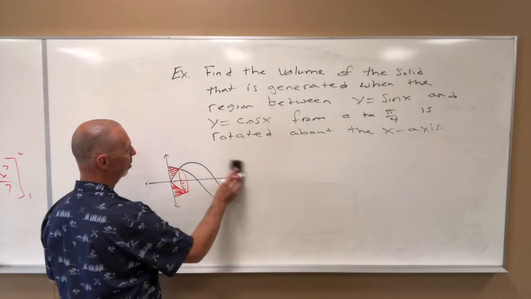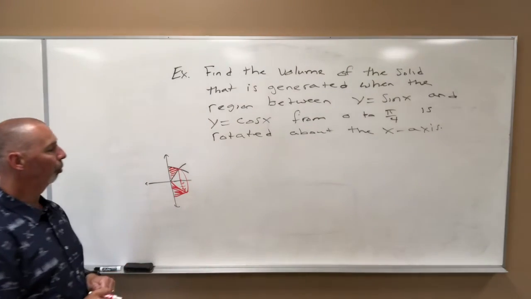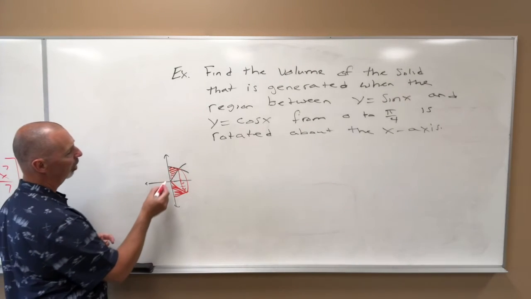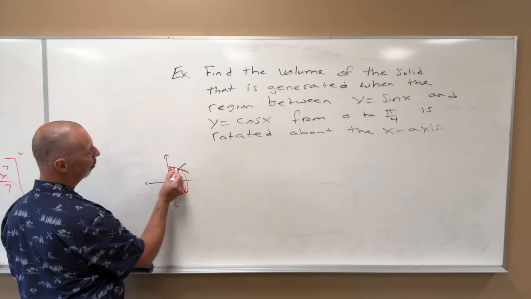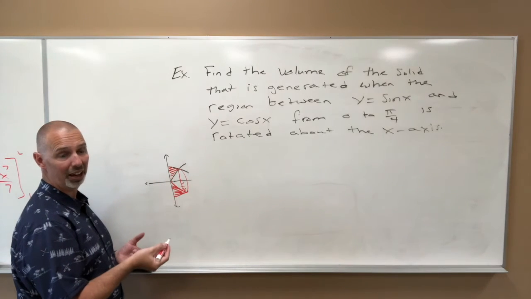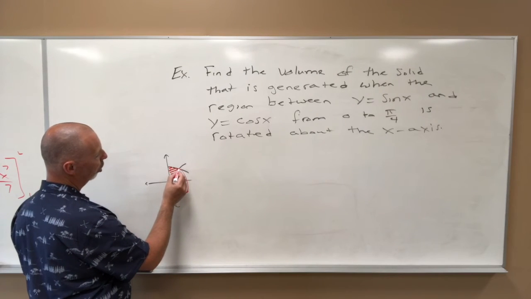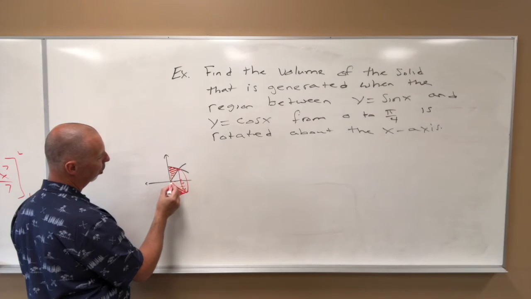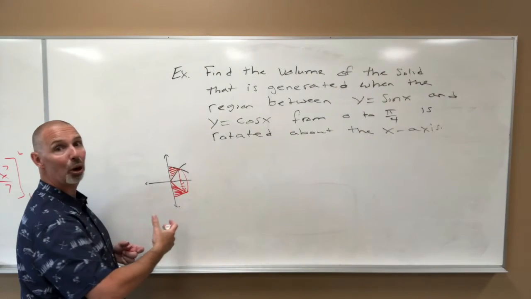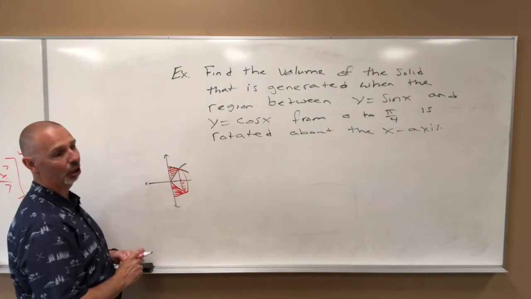I'm just going to erase this so that we have more room in order to do what we want to do. All right, so what we have to recognize though is that we're going to be taking the volume of the cosine graph minus the volume of the sine graph, right? Because if we just did the volume of the sine graph, that would be finding us the volume under the sine graph rotated around the x-axis, and that's the part we don't want. We want to subtract that from the volume of the cosine graph.